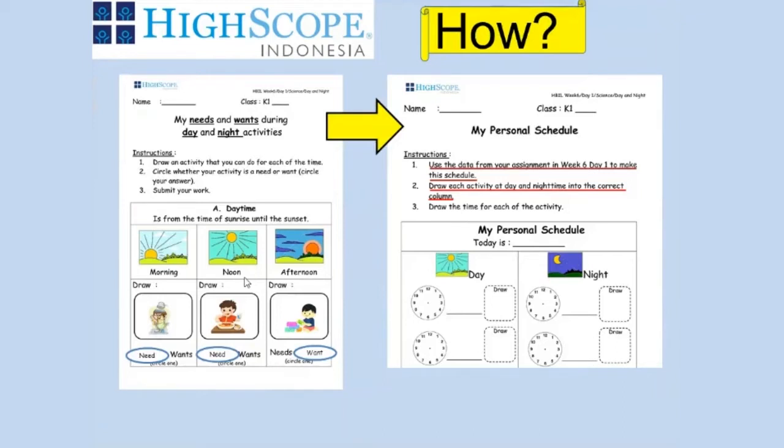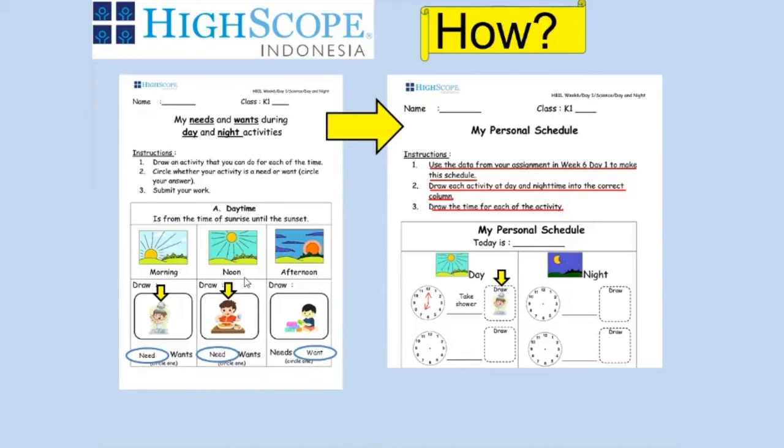For example, in the morning, maybe you drew taking a shower. So you need to draw it again into your personal schedule. You need to draw it in here. And after that, draw the time for each of the activities. So you write what it is, and then you draw the time. You do the same thing for the rest of the activities that you drew last time into the personal schedule that you're making today.